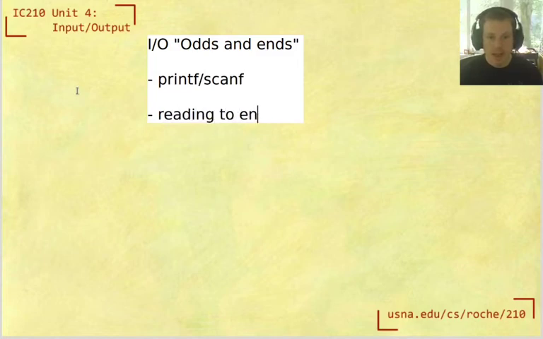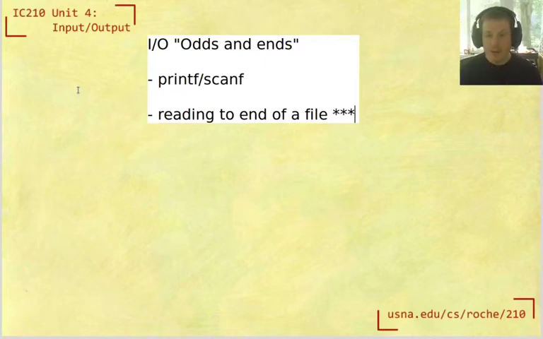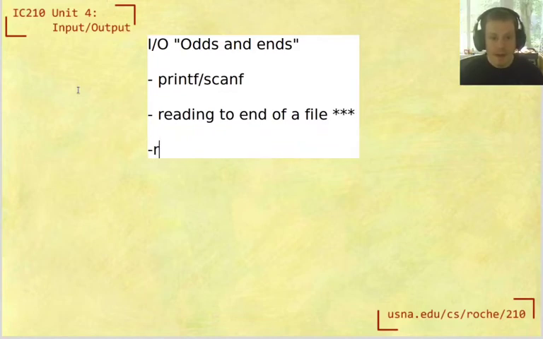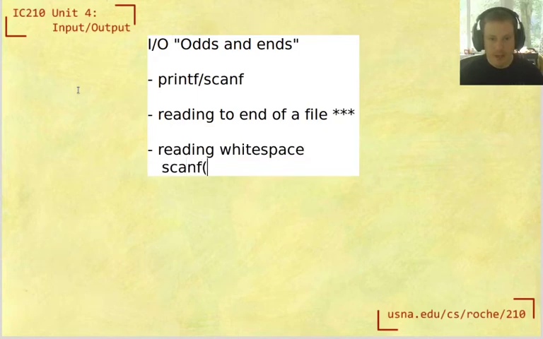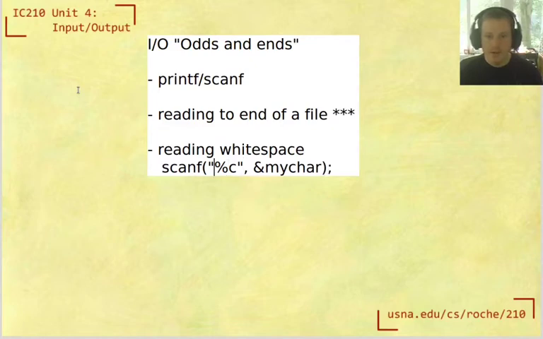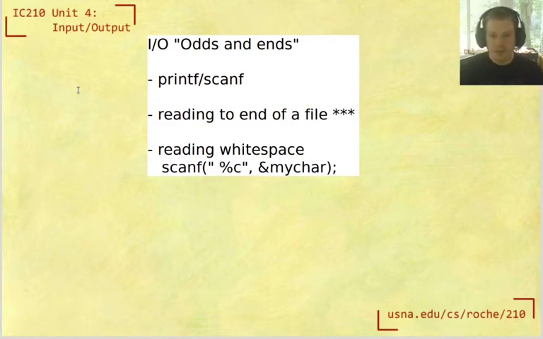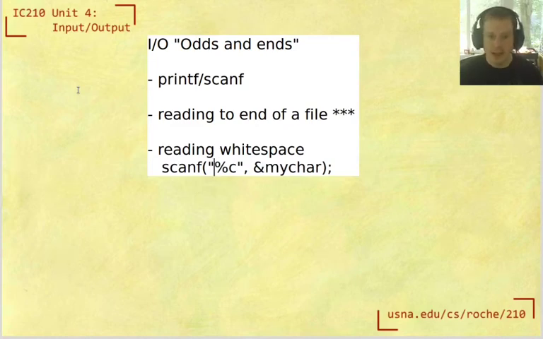Reading to the end of a file. We haven't really talked about that yet, although you kind of have the tools that you need to do it, so I am going to talk about that a bit. Then reading white space, and that's really about if you do a scanf with %c. Remember, if you just do this, then it'll read that white space character into c, and if you put a space, then it'll skip white space and read the first non-white space character. So sometimes you want to actually know whether there's spaces or new lines, and then you would not put a space there.